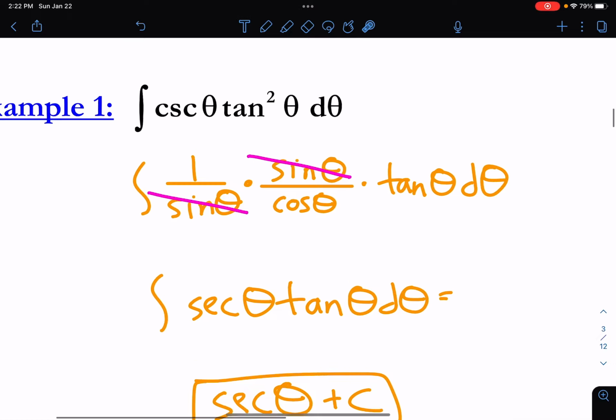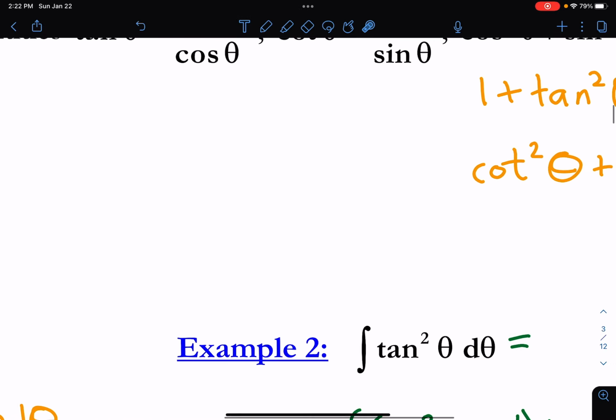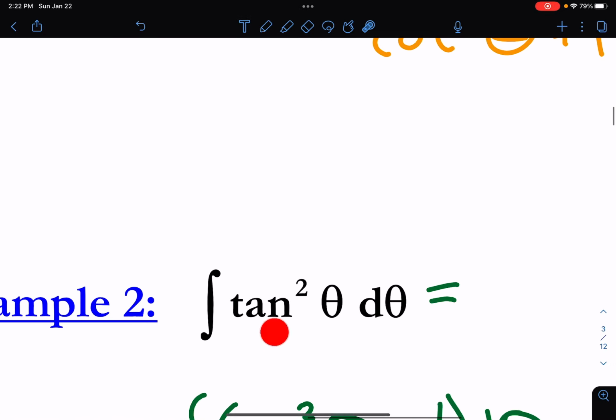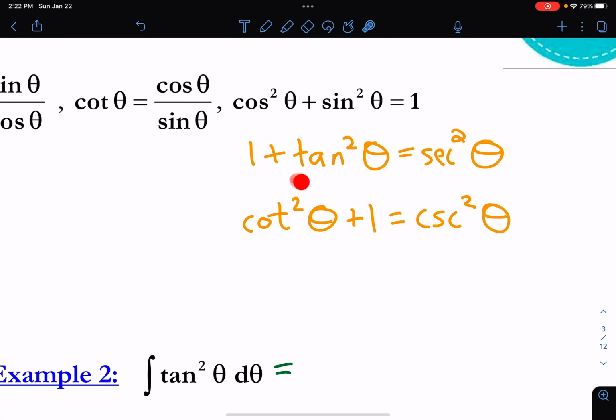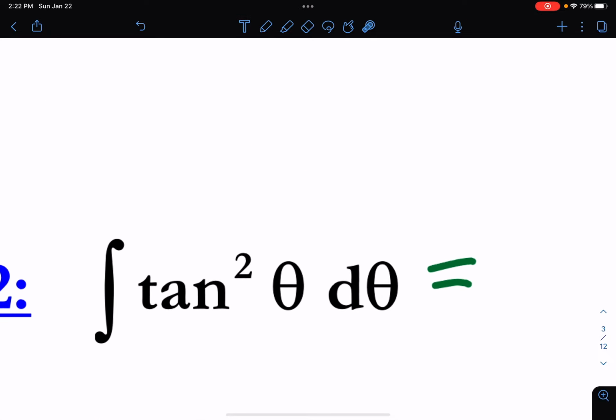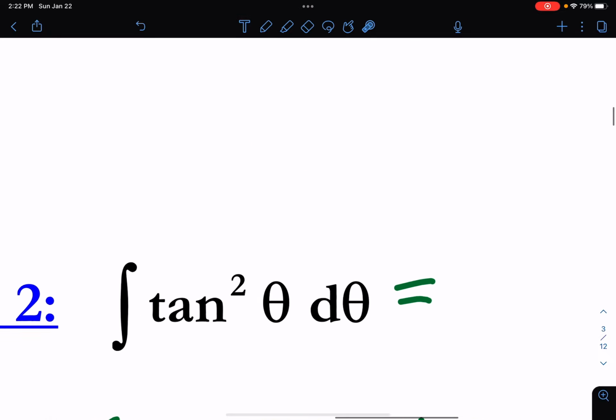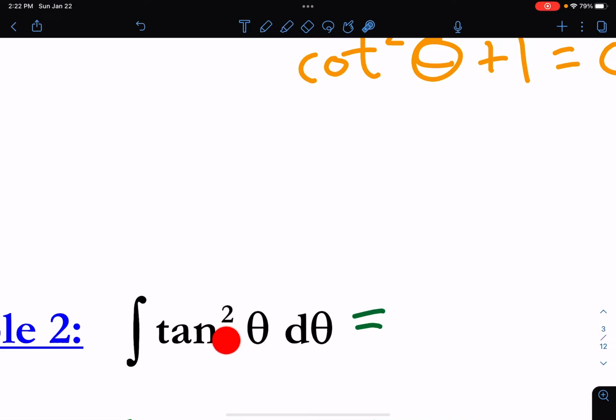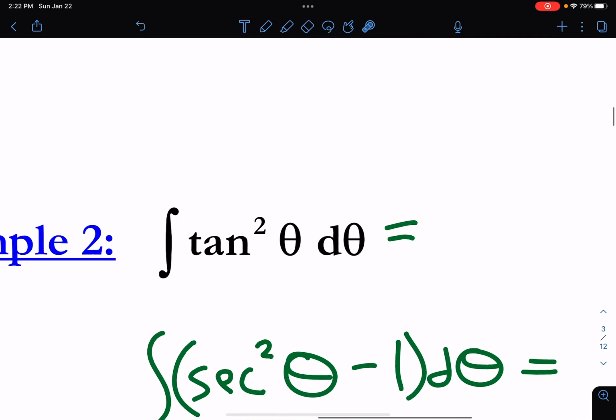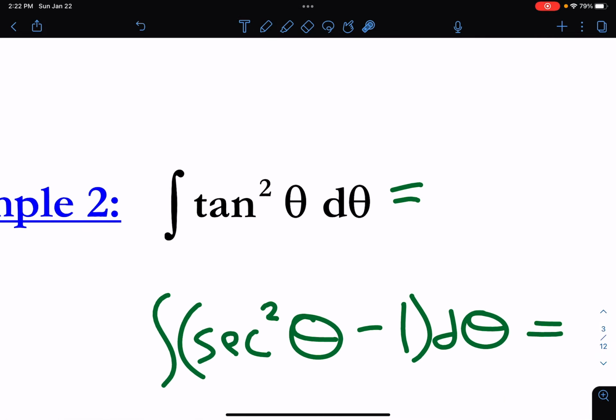Now, example 2, integral of tangent of theta squared d theta. So again, I could plug in the substitution. On this one, that's actually the correct answer. When I initially did this one, I subbed in sine of theta squared over cosine theta squared. That actually makes it more complicated. And so for this one, I want to use the Pythagorean identity, so I am going to substitute in secant of theta squared minus 1.